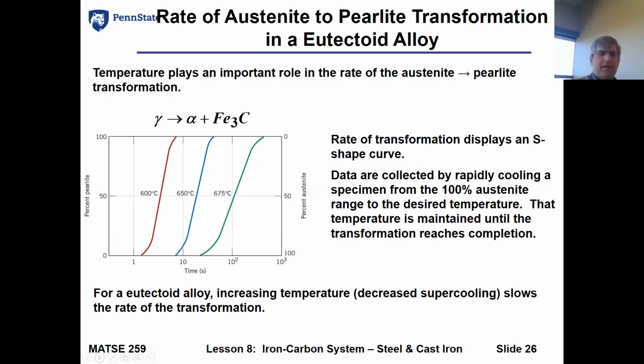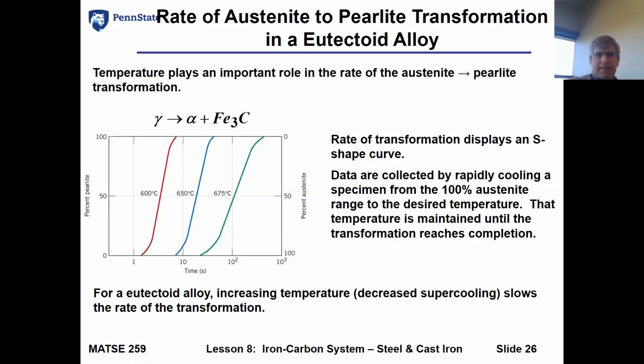And so we can understand a little bit of what that rate of transformation is from that nucleation and growth perspective. And so we can collect these data, and these were done in what's considered a Jominy end quench test. And we're going to see how that is done, or through a wide range of heat treatment cycles.